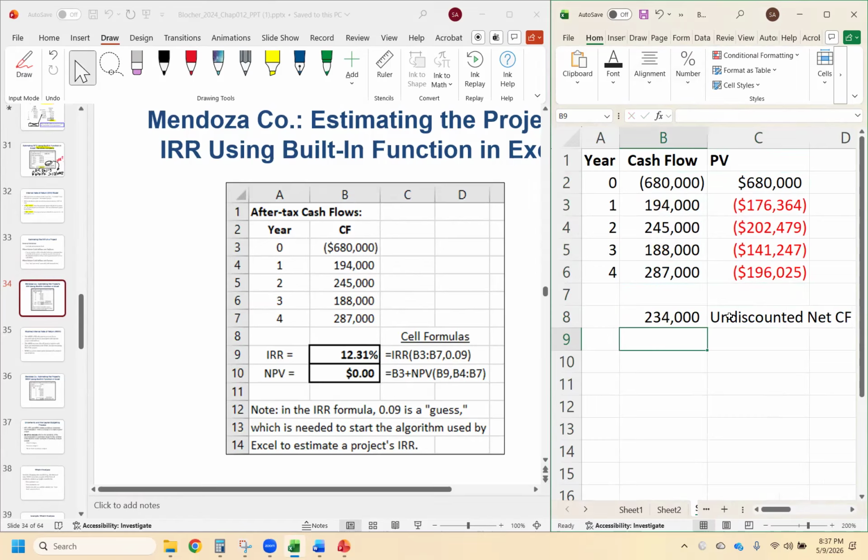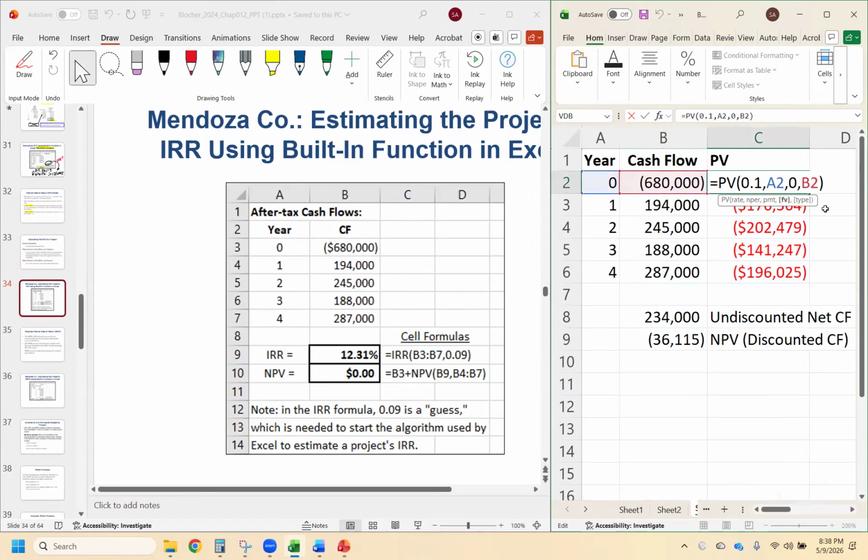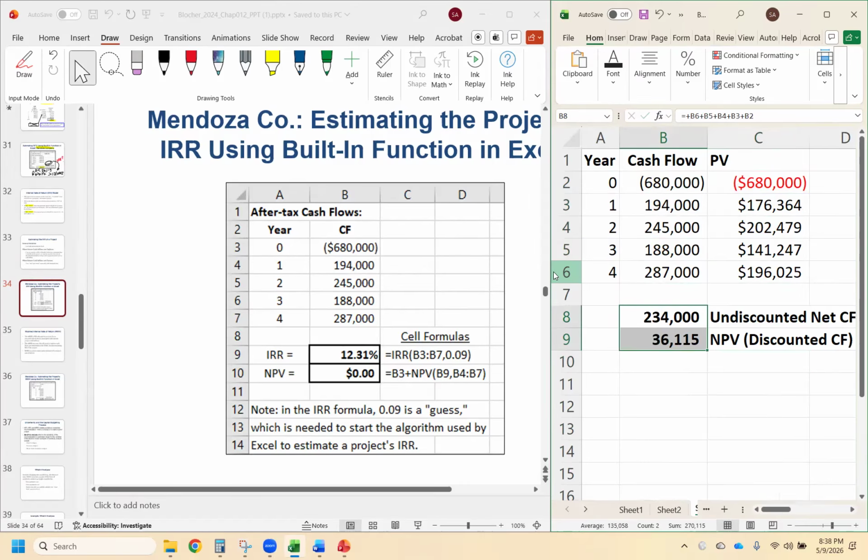Undiscounted net cash flows, and then this is the net present value. Discounted cash flows. Oh, right. I got to turn all these around because the answer is always an opposite sign. There we go. 36,115. Okay. So that is how we got those numbers.